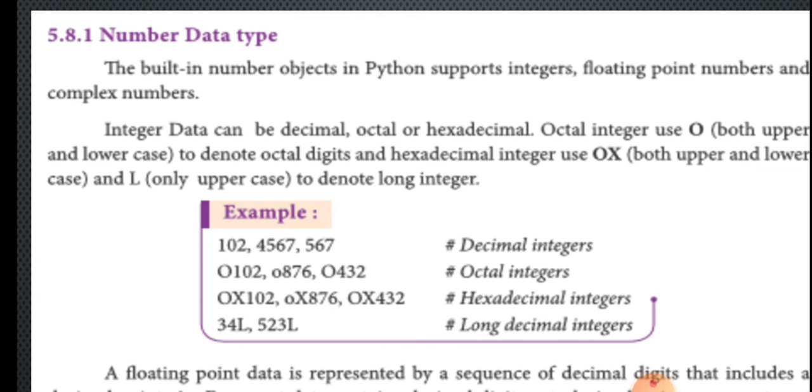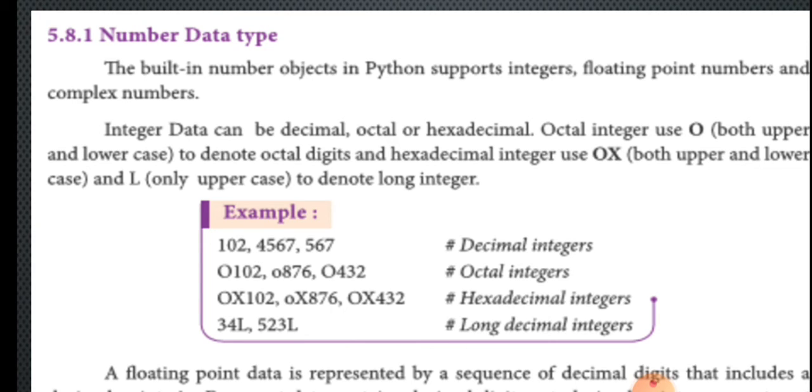See that in both examples we are having the number 102. In this first example we are writing the number alone, 102, so we consider it a decimal integer. In the second example, before 102 we write big O, so O is used to identify the octal integer. So big O 102, small o 876, big O 432, these are all known as the octal integers.